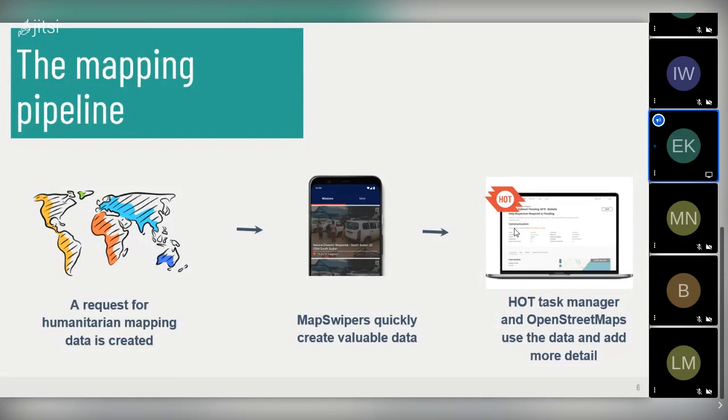So it's more or less that a task is created. Using MapSwipe, the user is able to identify boxes which have buildings. Once they have been identified, the data goes to the Tasking Manager. There, intermediate or advanced mappers can add more details, such as tagging the buildings, as we did before during our mapathon or other days.